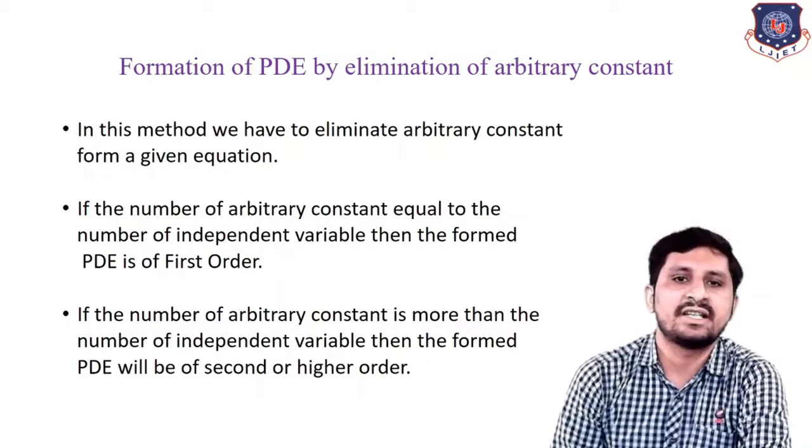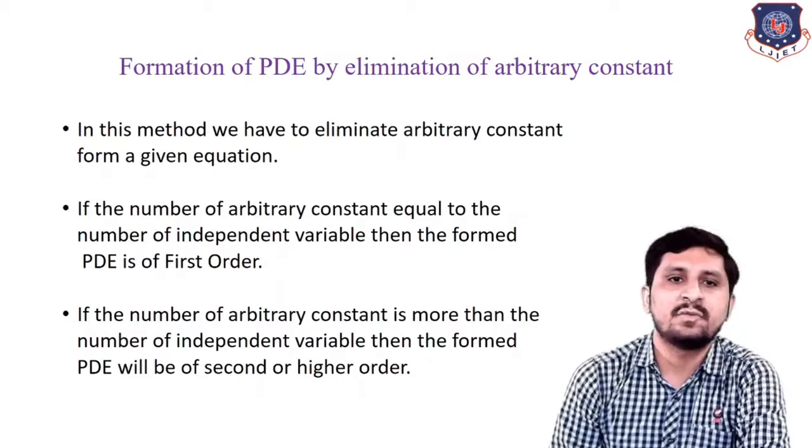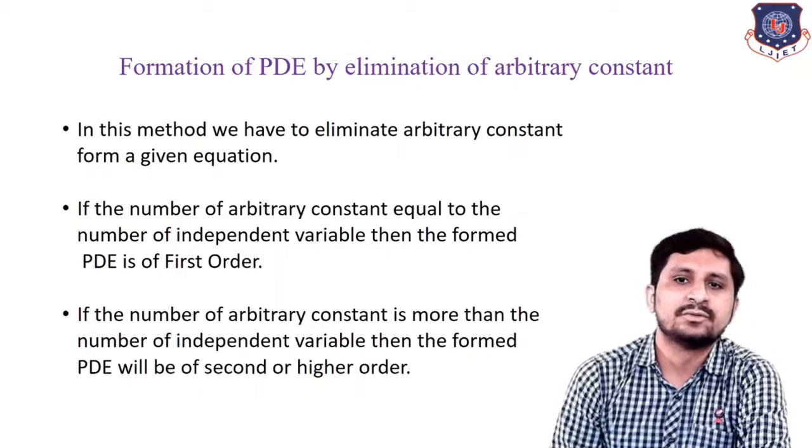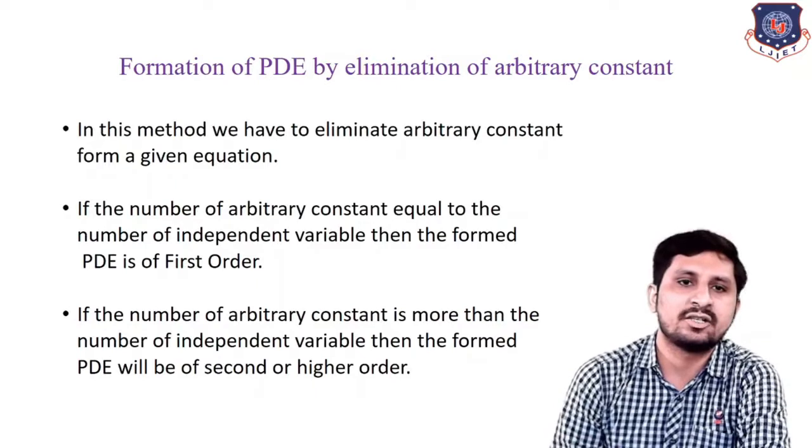Now there are some hints. If the number of arbitrary constants is equal to the number of independent variables, then the formed PDE is of first order. That means if you have x and y as independent variables and a and b as arbitrary constants, there are two independent variables and two arbitrary constants. In that case, whatever partial differential equation you make is a first order partial differential equation, that is sure.